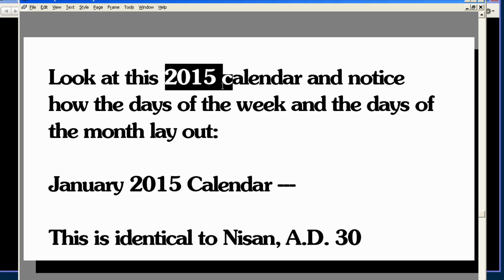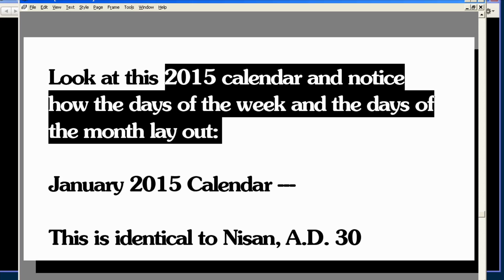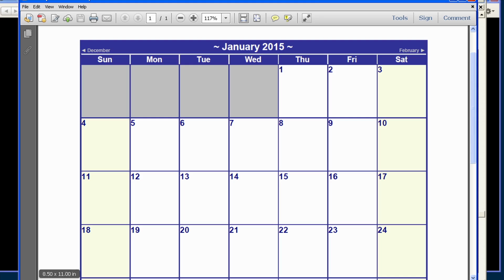We're going to look at a calendar right now from January of 2015, and I want you to see how the days of the week and the days of the month lay out. I have put on the screen January 2015, and you see this year New Year's Day fell on a Thursday. I have chosen this calendar because this Thursday, New Year's Day, this month, January 2015, all lines up identically with New Year's Day in the month of Abib in AD 30.